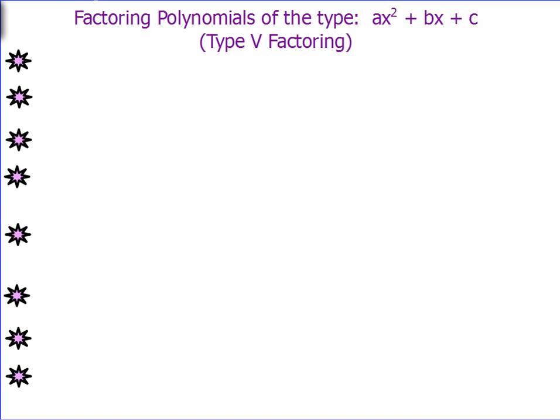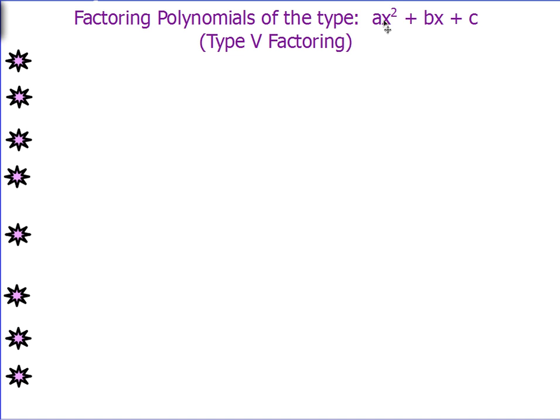Alright, we are going to review how to factor polynomials of the type ax squared plus bx plus c. Now this video assumes that you are all over type 3 factoring. Type 3 factoring is the same thing except the a is always 1. So it's x squared plus bx plus c. There's another video that explains how to do this.